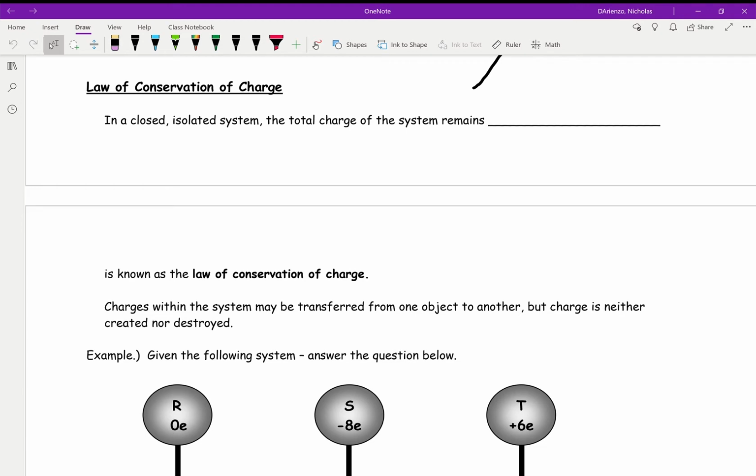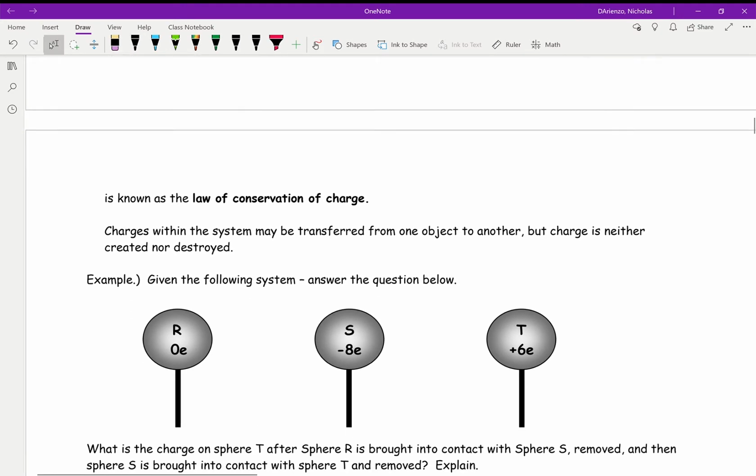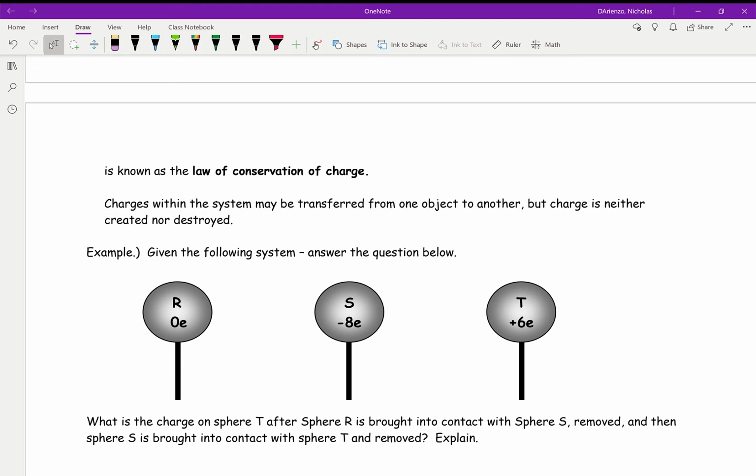The law of conservation of charge says that if we look at a closed, isolated system, so nothing open to a surrounding environment, could be small, could be large, the total charge of that system is going to remain constant. That's what the law of conservation of charge says. Charges can move, but overall, charge will be conserved. We should have an overall charge on the system that remains constant. We don't create or destroy charge. It is simply transferred from one object to another, essentially infinitely, from object to object.